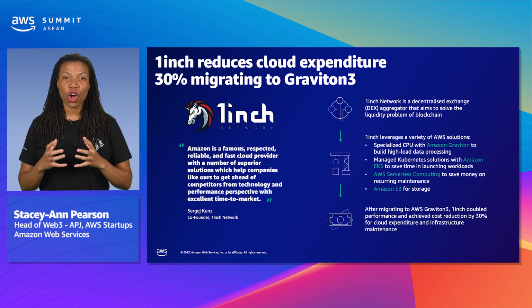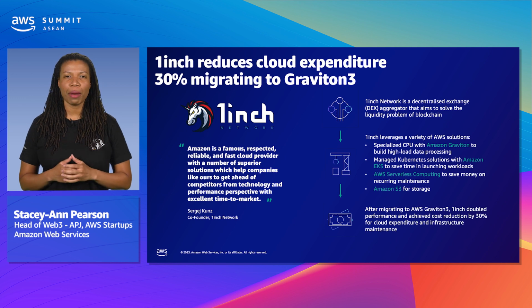1inch's platform helps solve this problem because it is a decentralized aggregator that offers cost-efficient, secure swap transactions, helping users get better rates than any individual exchange. 1inch leverages a variety of AWS solutions, including specialized CPU with Amazon Graviton for high-load data processing and AWS serverless computing to save money on recurring maintenance. After migrating to Graviton 3, 1inch doubled its performance and reduced cloud expenditure and maintenance costs by 30%. If you have similar needs, reach out to our team.